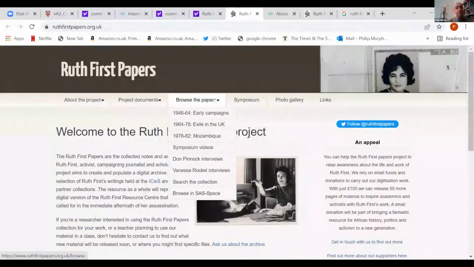You can see really what's available here. So we've got sections from her papers in the Institute of Commonwealth Studies, early campaigns, exile in the UK, and then her final years in Mozambique, as well as a symposium that we organized on her life in 2012, and then digitized interviews which were held by the University of the Western Cape Robben Island archives, conducted by Don Pinnock in the period 87 to 93, with some really major figures in the struggle and the anti-apartheid movement.